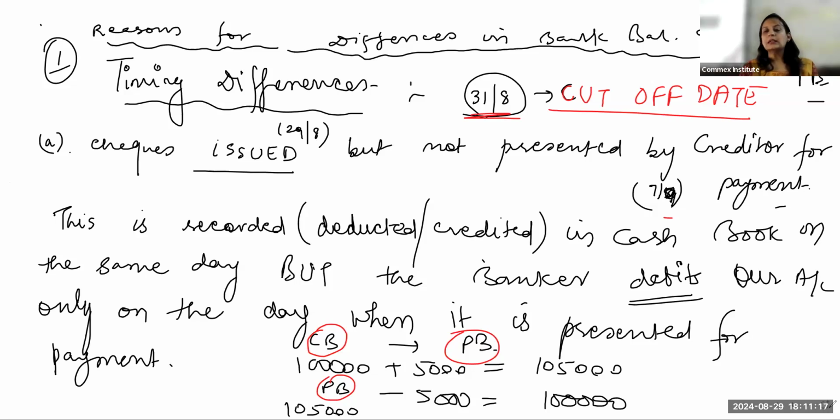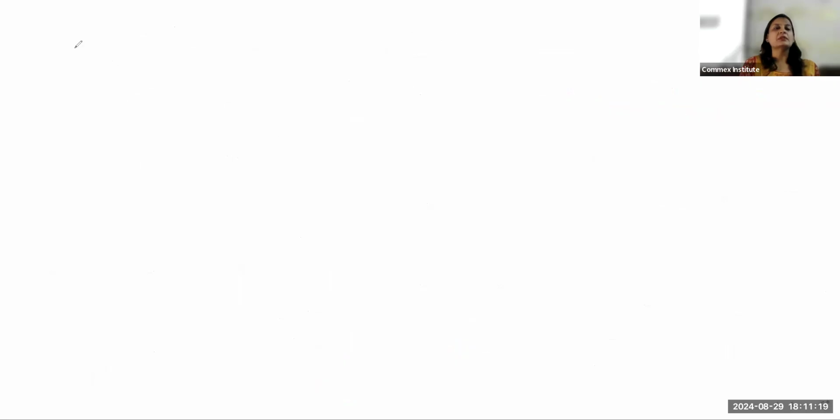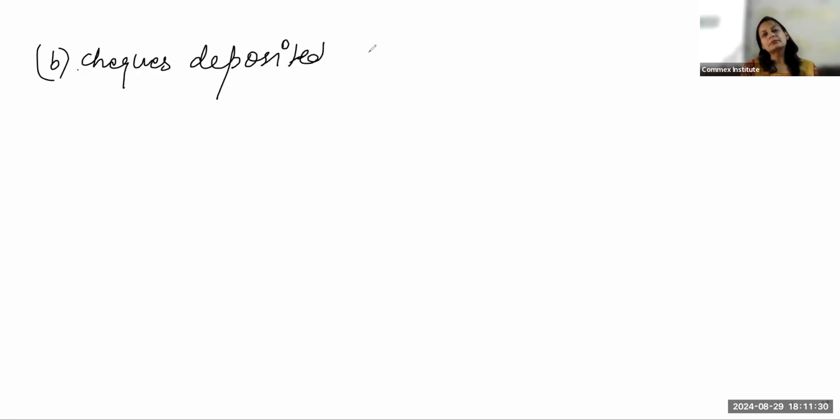Now moving on to the B part of this timing difference. B, checks deposited into bank but not yet cleared.